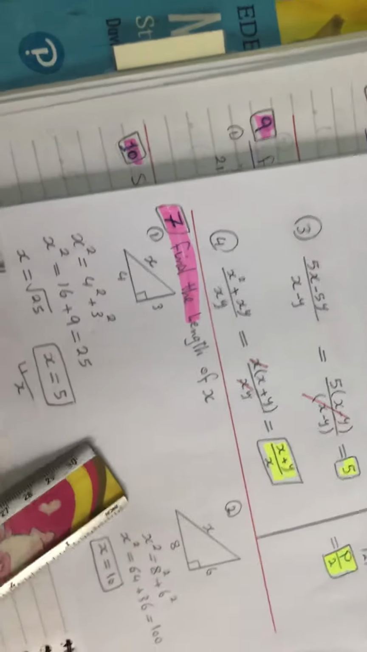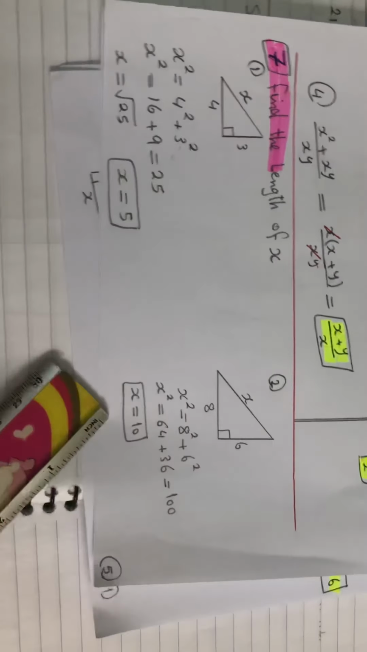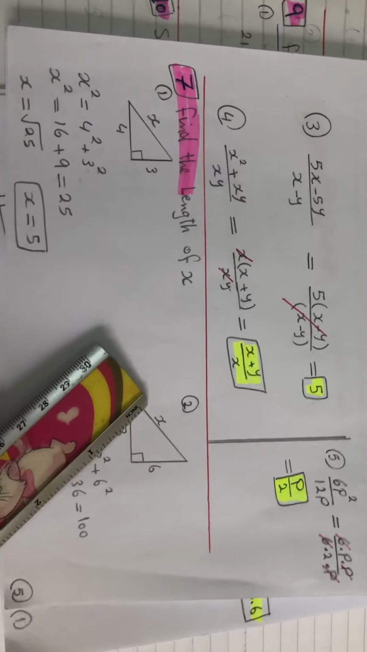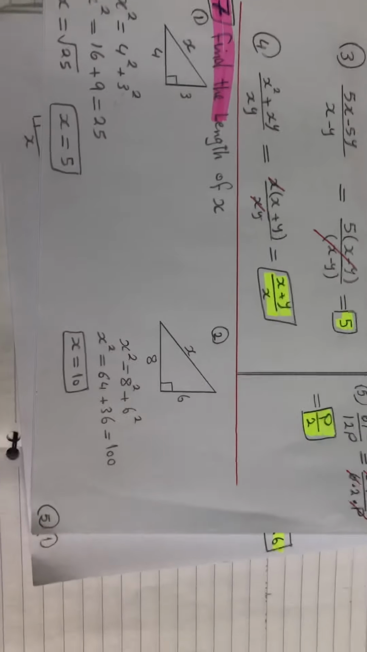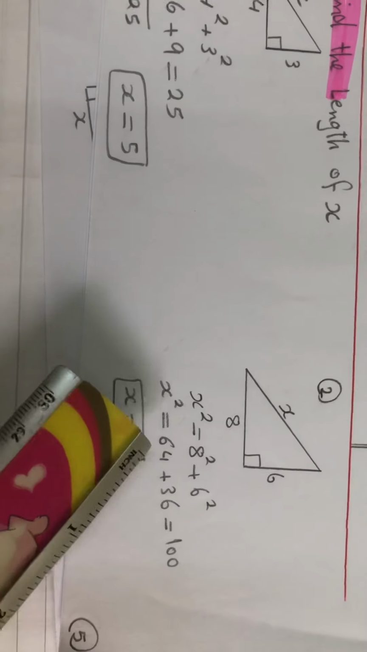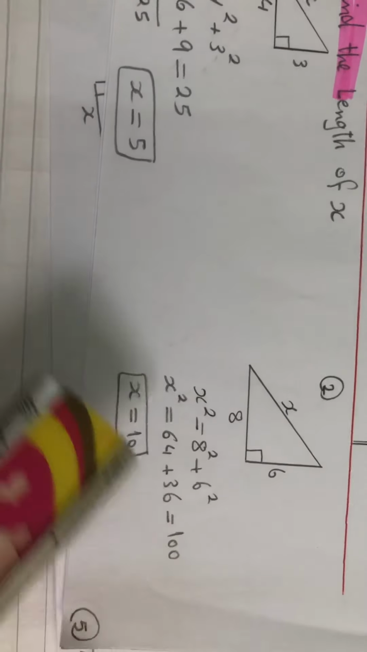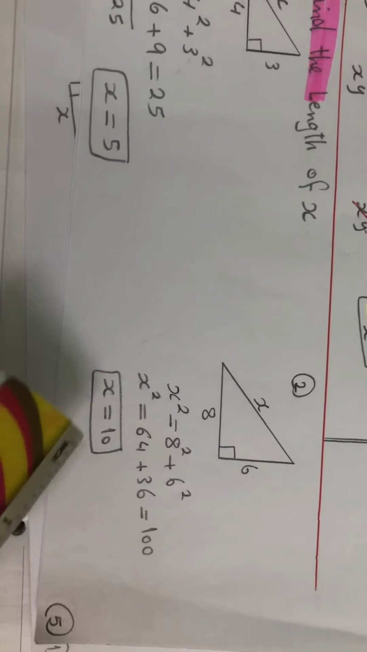And another famous triangle, 6, 8, 10. Here, I want also the hypotenuse. So, x squared will be 8 squared plus 6 squared. 8 squared is 64. 6 squared is 36. The sum equal 100. So, x squared equal 100, so x equal 10.